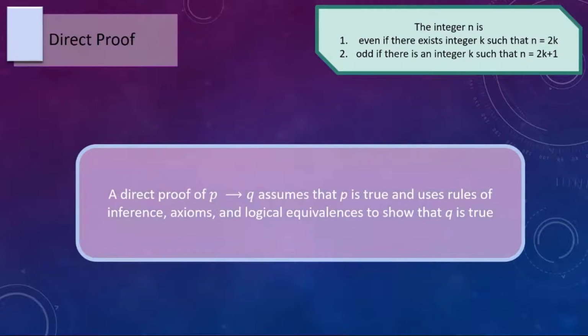Well, a direct proof of P implies Q is going to make the assumption that P is true, and then use rules of inference, which we've been working on all the previous chapters, axioms, and logical equivalencies to show that Q must be true, right? It's going to construct that valid logic to show Q must also hold true.